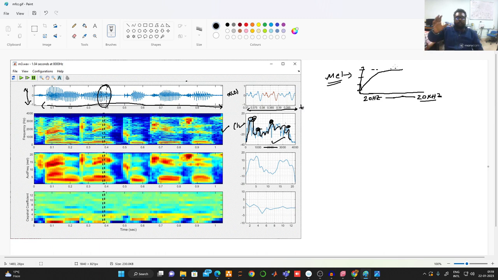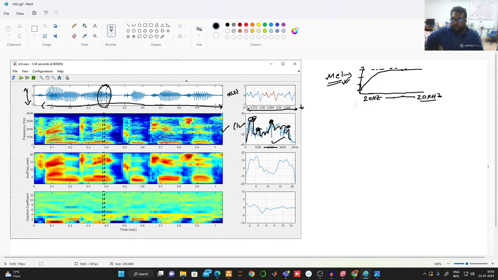And say for example 1000 hertz and 11,000 hertz, they both sound similar in terms of hearing. On that basis, it has been found that there is a logarithmic relationship between the original frequencies, the frequencies in nature, and the way we hear. Based on that, Mel scaling is done.